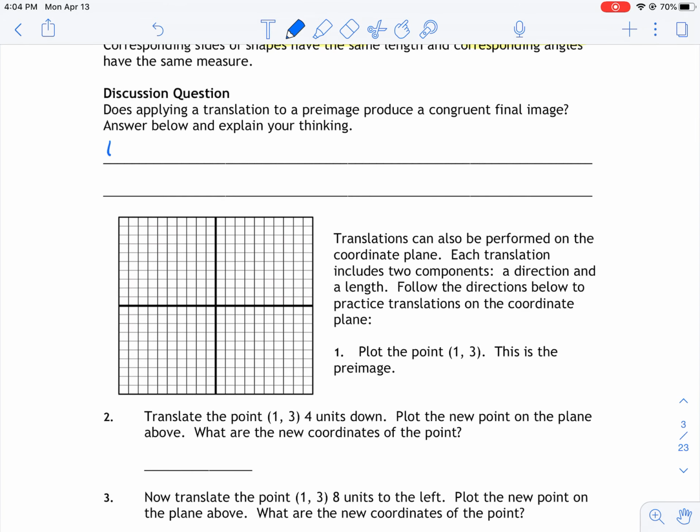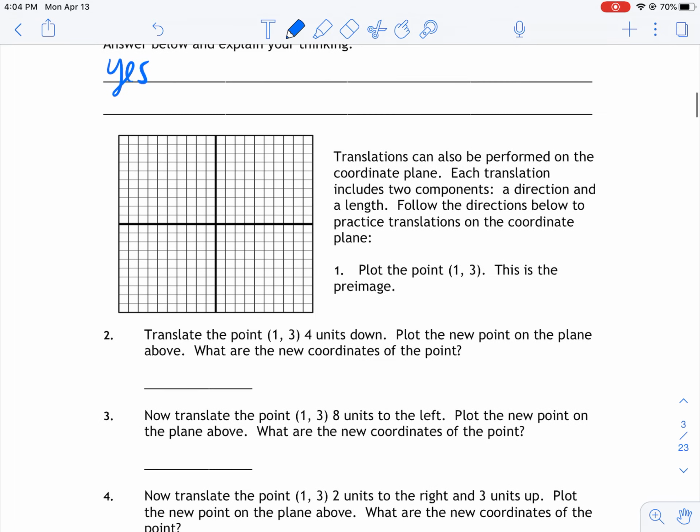So a translation does produce a congruent final image. Okay, so you want to keep that in mind when you work through translations. Translations produce congruent images. So the size and shape of your final image should be the same size and shape of your pre-image. So if that isn't the case, then you made a mistake somewhere in your translation.